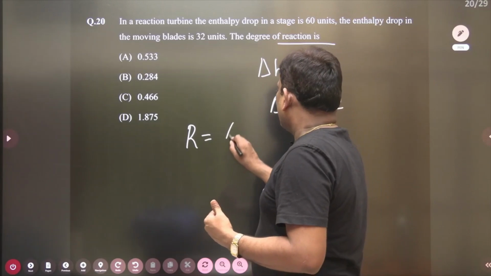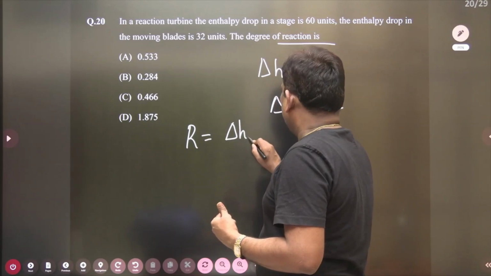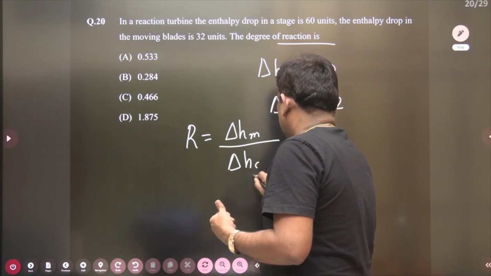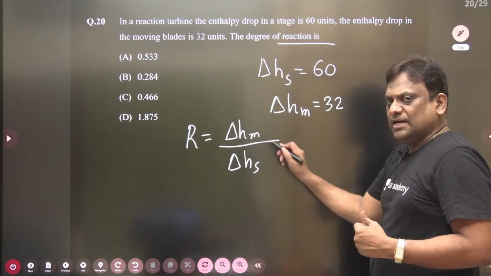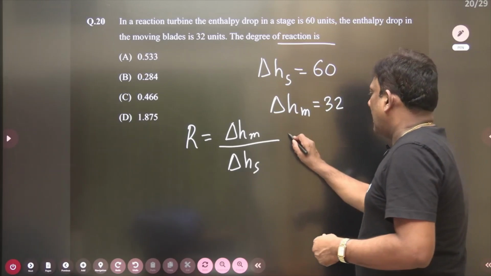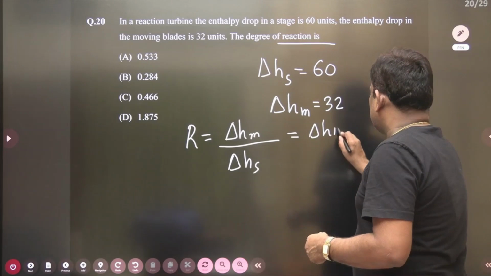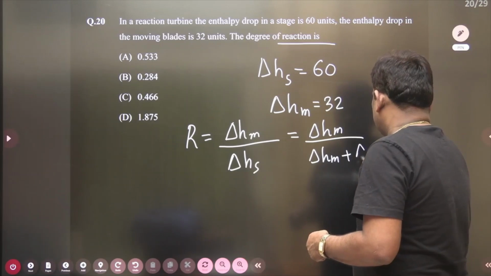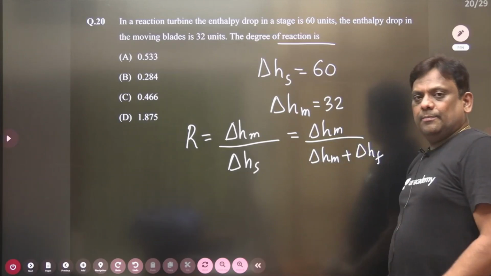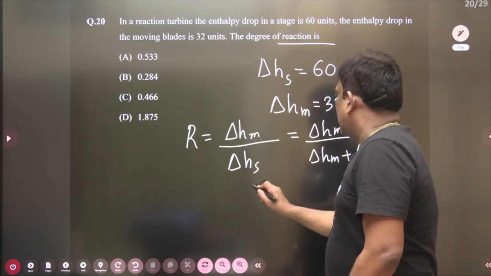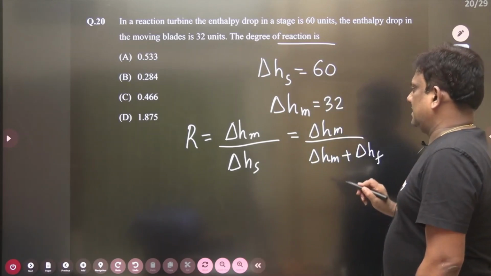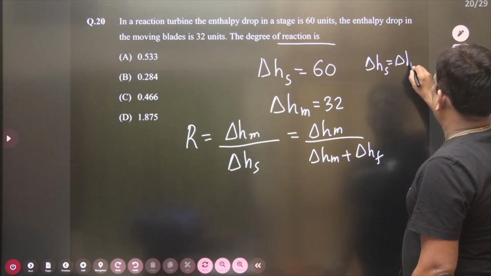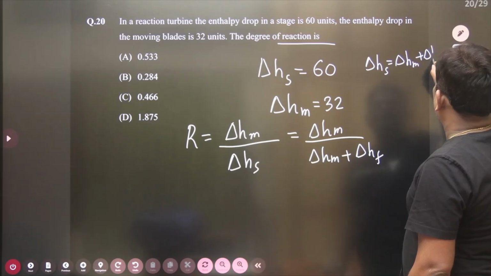So the degree of reaction is the enthalpy drop in moving blades to the enthalpy drop in a stage. S stands for stage, M stands for moving blades or rotor. But we know that the stage is nothing but moving plus fixed. Now the total stage is given as 60. Therefore the enthalpy drop in a stage is the enthalpy drop in moving plus the enthalpy drop in fixed.